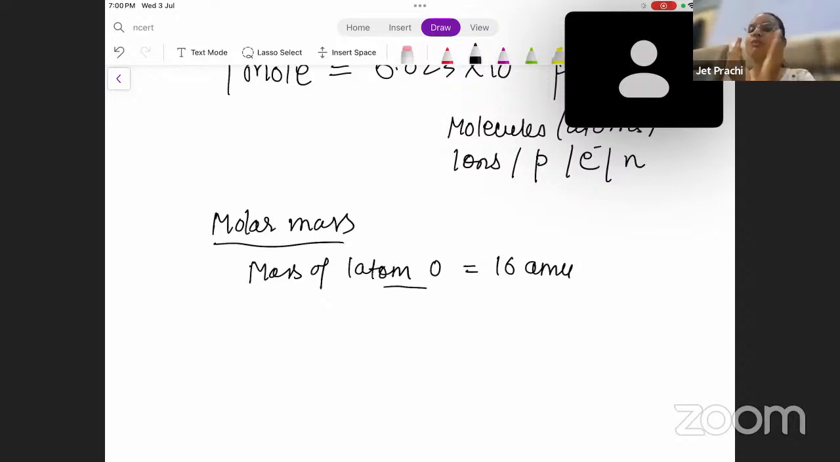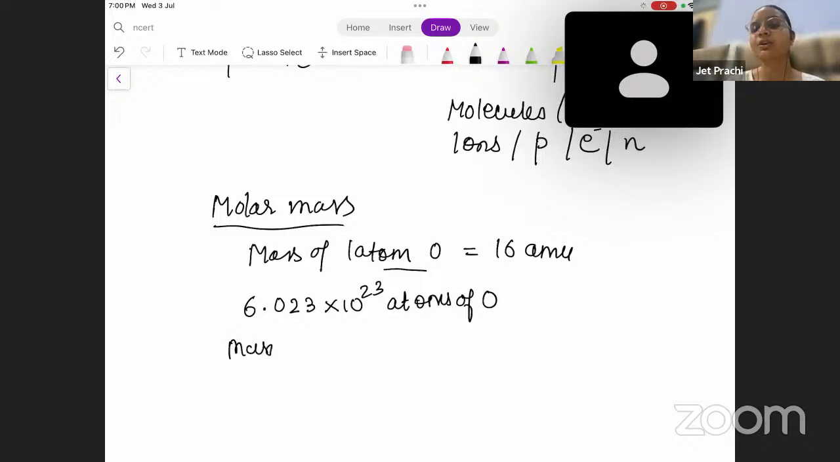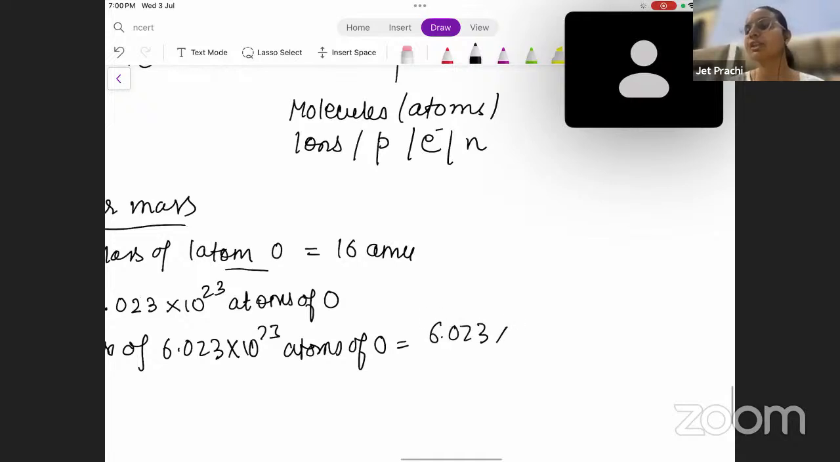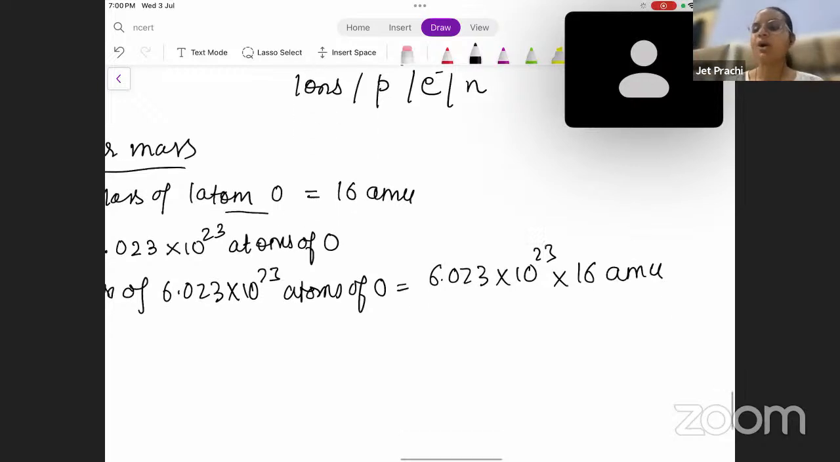So if the mass of one atom is 16 AMU, now in 1 mole, how many atoms will I have? I'll have 6.023 into 10 raised to the power 23 atoms of oxygen. So the mass of 6.023 into 10 raised to the power 23 atoms of oxygen will be 6.023 into 10 raised to the power 23 into 16 AMU. Right? Now, this can be written as Na, right?